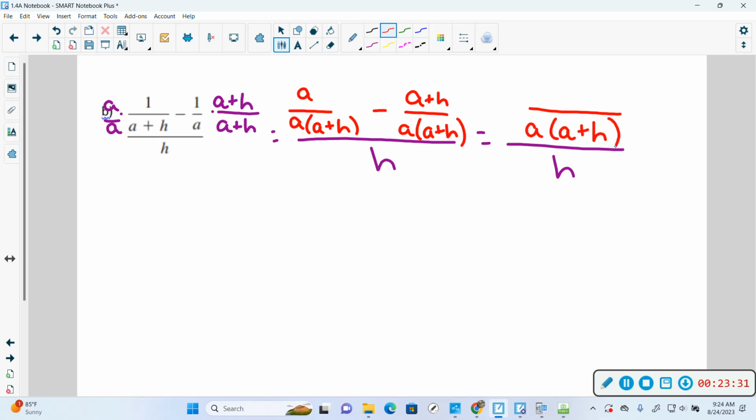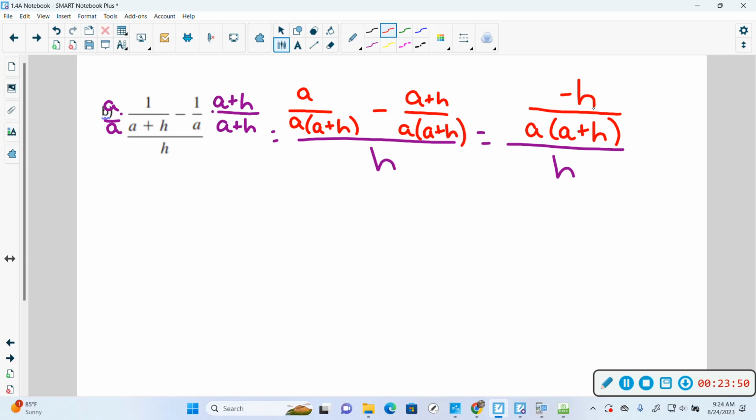And what's your numerator up there? All that's left is negative h. A minus a cancels, and then you're subtracting h. Okay, still a fraction within a fraction. It's still a complex fraction, but we can divide it out now.